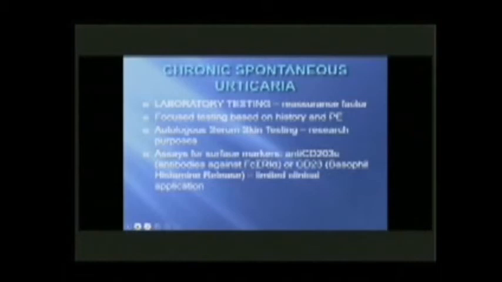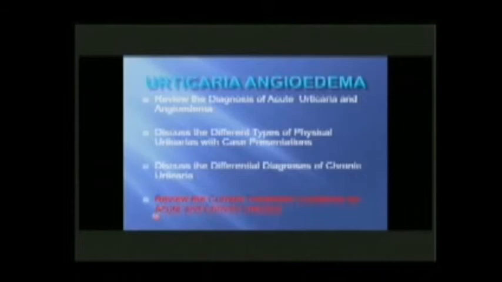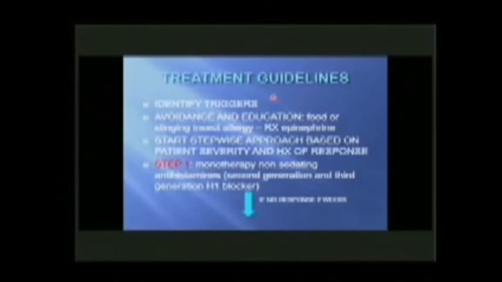Lastly, this will be the summary of the current treatment guidelines that were published by the Joint Task Force. First, we start by identifying triggers. That's why we talked about this in the previous slides, that the history is key in a lot of these patients, because it will help guide and focus our management. Once we've identified these triggers, avoidance and educating the families on how to avoid these triggers or remove them from the diet are important. And then the stepwise approach I will be discussing in more detail. You can start the patient at different steps depending upon the severity and the history of response to previous medications. Step one, which is the most well-studied recommendation, is monotherapy with a non-sedating antihistamine. Usually non-sedating antihistamines means the second generation and third generation antihistamines, or H1 blockers, with follow-up if there's no response in 2 weeks.